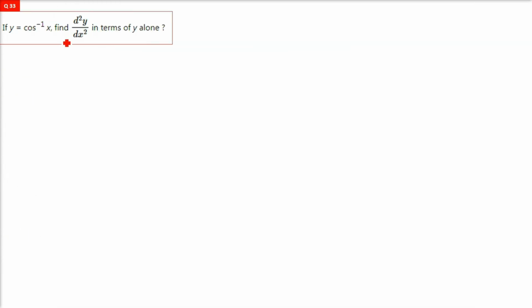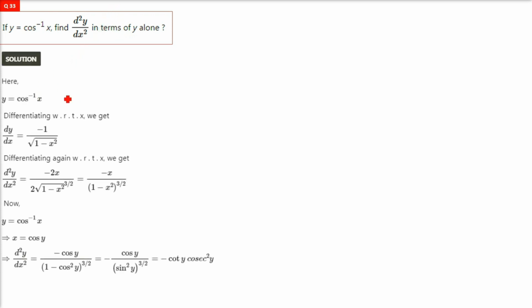y equals cos inverse x. Find d2y by dx2 in terms of y alone. That is, whatever the answer comes, only y will be there on the right hand side. So we'll do it. It's quite simple, but as I said, there is some trick element in this question. And you need to know the differentiation of trigonometric equations also. So dy by dx is simply minus 1 by under root 1 minus x square. This is very obvious. You know already, I hope.